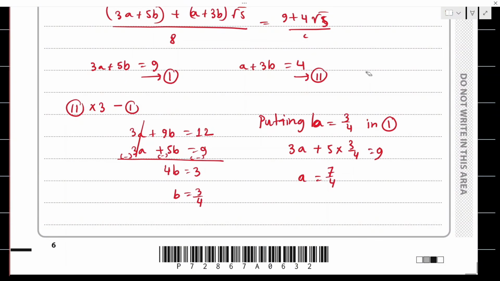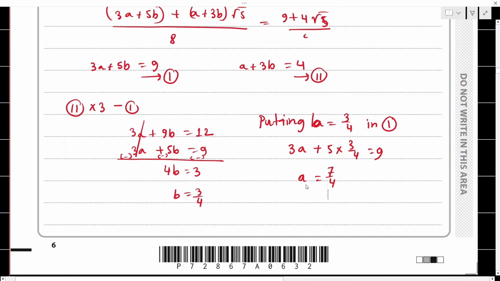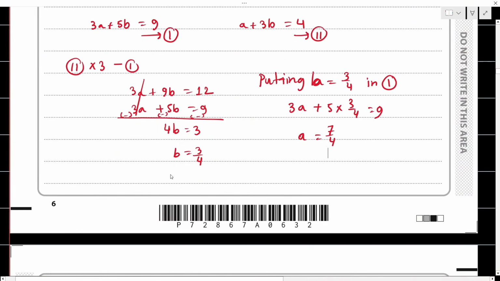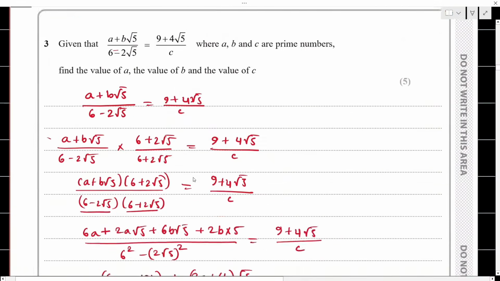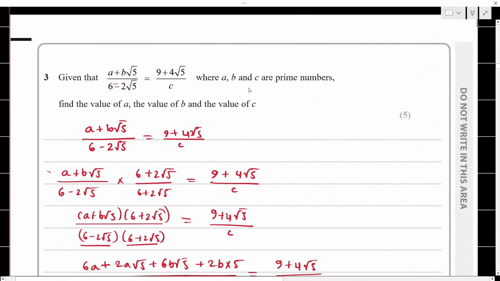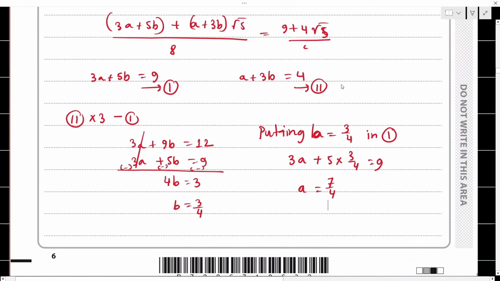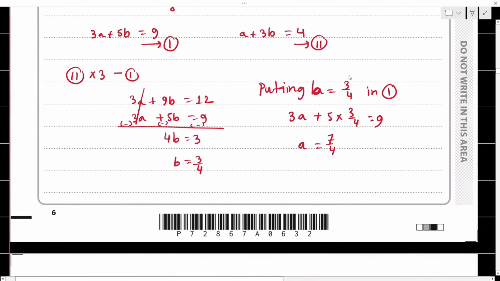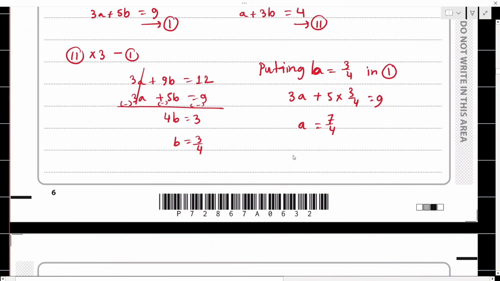We need to put this into our expression, and we need to simplify it to find out the value of a and b. We know that a and b are prime numbers. A, B, C, all of them are prime numbers. So C will also not be equal to 8. Minor correction would be that C is not equal to 8. So now we can input the value of A and the value of B into our expression.